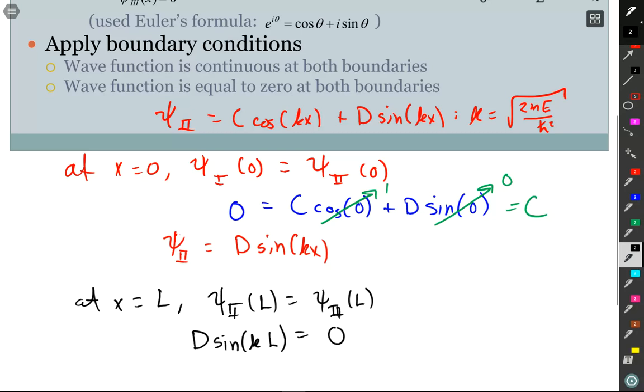Because if d is 0, what do I have? I have the trivial solution again. So we automatically say that can't be the answer. So the answer has to be sine of kL is 0. And sine is 0 every time kL is an integer multiple of pi. So this gives us a condition that kL must be equal to an integer multiple of pi.